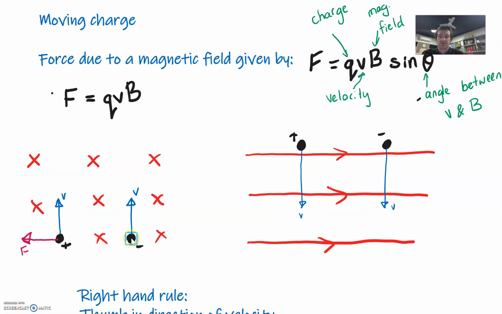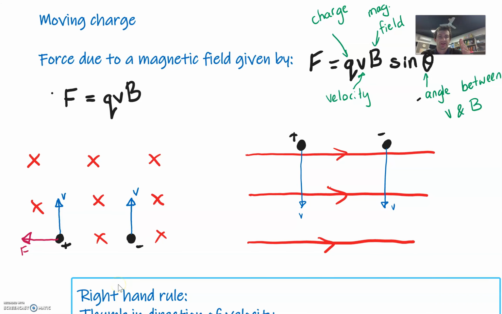For the negative charge, we need to remember that it is forced in the opposite direction to what we get when we use the right hand rule. Because if you put the thumb in the direction of the velocity here, fingers in the direction of the magnetic field strength, we will end up with the same thing. The palm of our hand will point to the left and seems to suggest that it's being forced to the left. But for a negative charge, it's forced in the opposite direction because it's a negative charge.